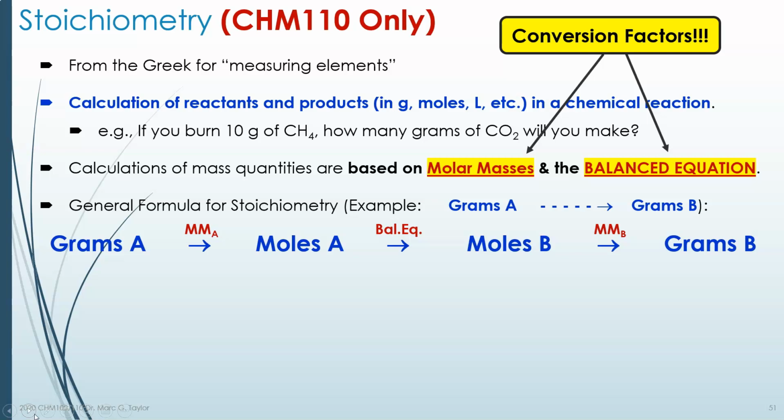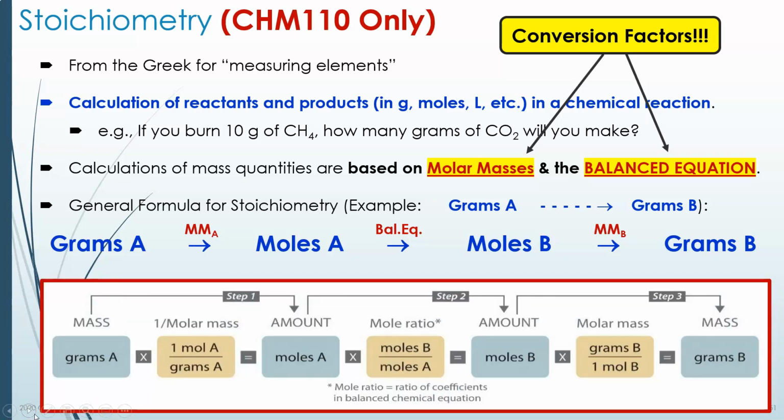And if you look at this, each of these arrows represents a conversion factor. Molar mass, balanced equation coefficients, molar mass again. Every time you see an arrow, you're going to replace it with parentheses and a conversion factor. So you could write it like this.